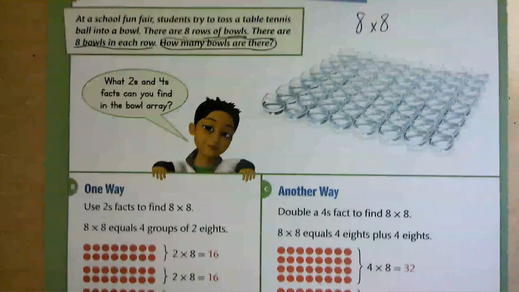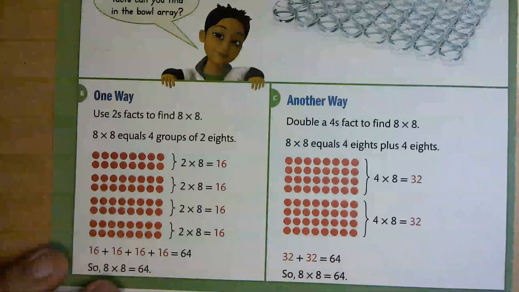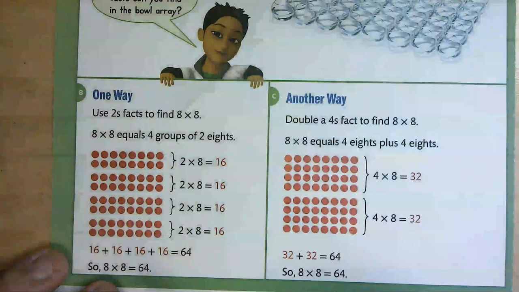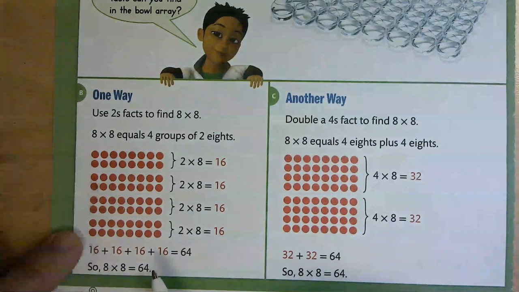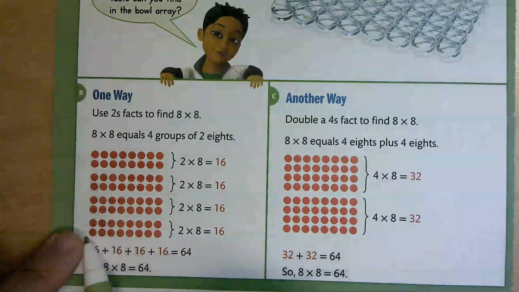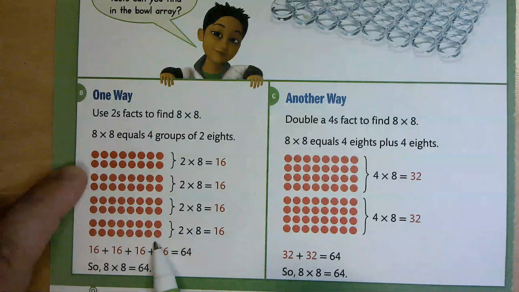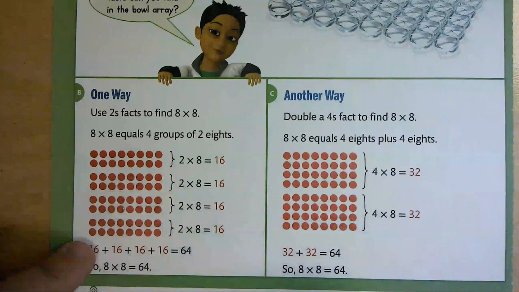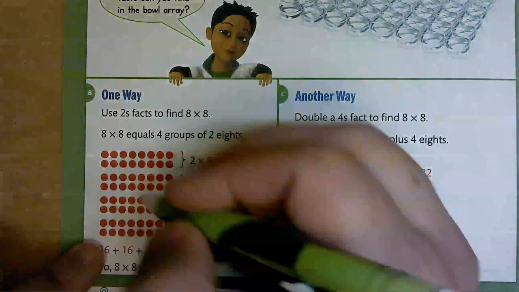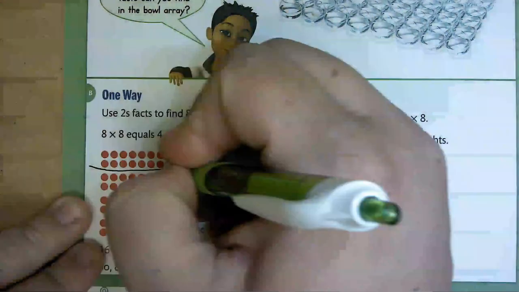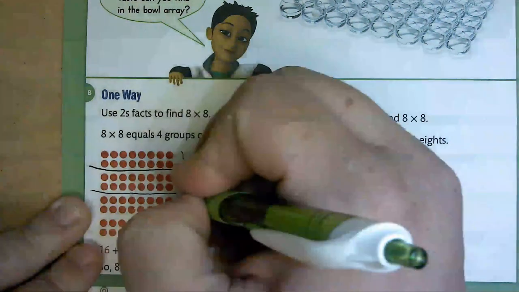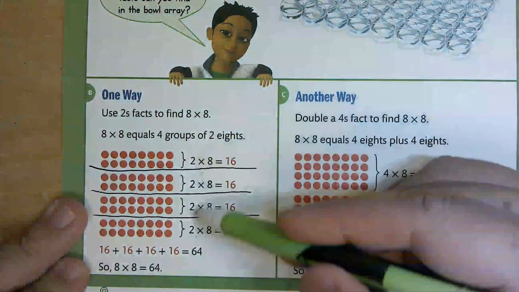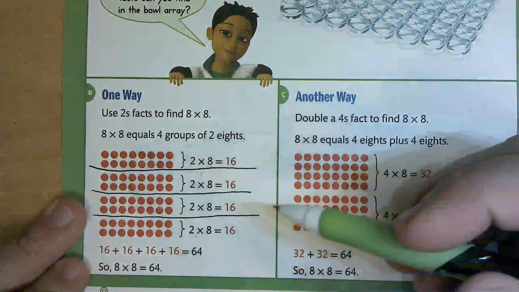Let's go ahead and go to box B. And for box B, it says use 2's facts to find 8 times 8. So that number that we just had up there. So we've got our array here. Remember, arrays are going to be an equal number going across and then above. So we've got the same rows of all of those. So we're going to use our 2's facts. So that means they took our 8 rows and broke them into 2 rows apiece. So I've got 4 different groups here with 2 rows and 8 bowls going across.